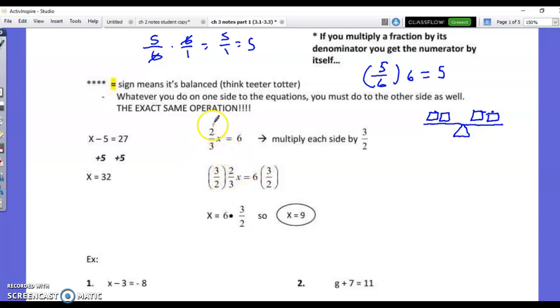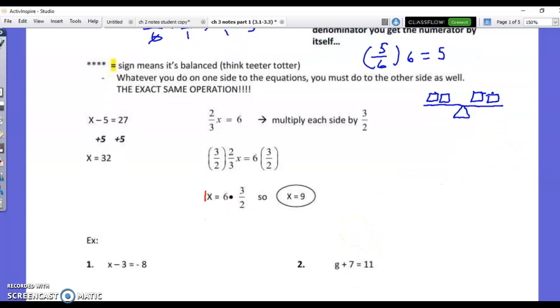In this case, I need to make this 1. Here, I needed to make that term 0. Here, since it's attached to the x, I need to make that 1. So I can do that by multiplying by its reciprocal. So I multiply this by 3 over 2. But if I multiply this side by 3 over 2, I have to do the exact same operation over here. So when we do that, we get 1x over here, because this times this becomes 1. And then 6 times 3 over 2 becomes 9. And this is using your calculator for that.